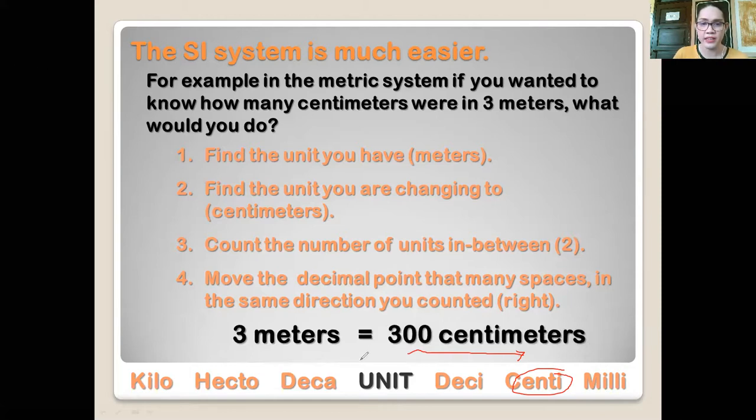Why again? We all know that meter is a basic unit, the base unit of measurement. We have 3 meters going to centimeters. From the meter going to centimeter, we have 2 units going to the right. So move 2 units going to the right. We have 1, 2, then add 0. That's why we have 300 centimeters. Very easy, right? That's how you do the SI unit conversion, metric to metric.